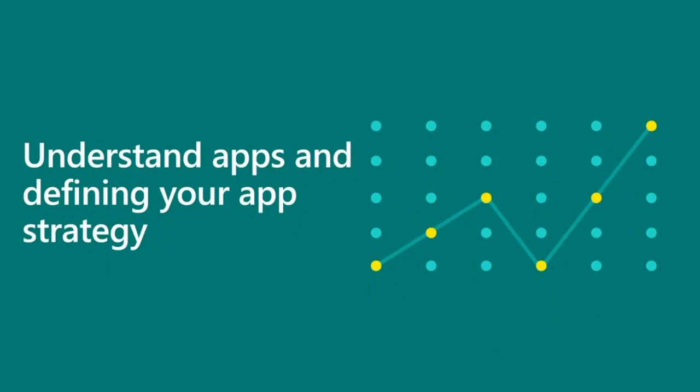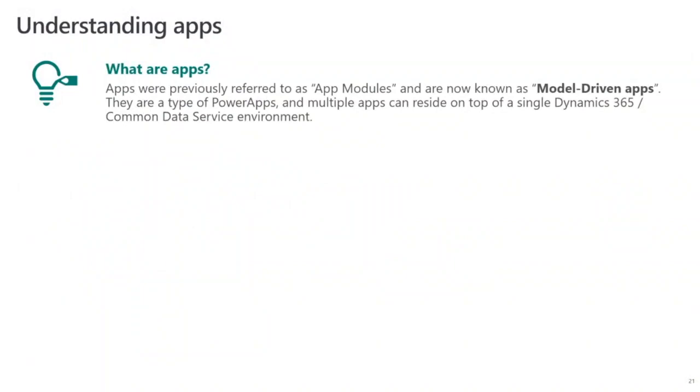Now, let's get to the core of the transition, which is going to be about understanding apps and defining your app strategy. First, it's really important that you understand the concept of apps in the Common Data Service. Apps were previously referred to as app modules, and they are now known as model-driven apps. They are a type of Power Apps alongside Canvas apps, and you should know that multiple apps can reside on top of a single Dynamics 365 or Common Data Service environment.